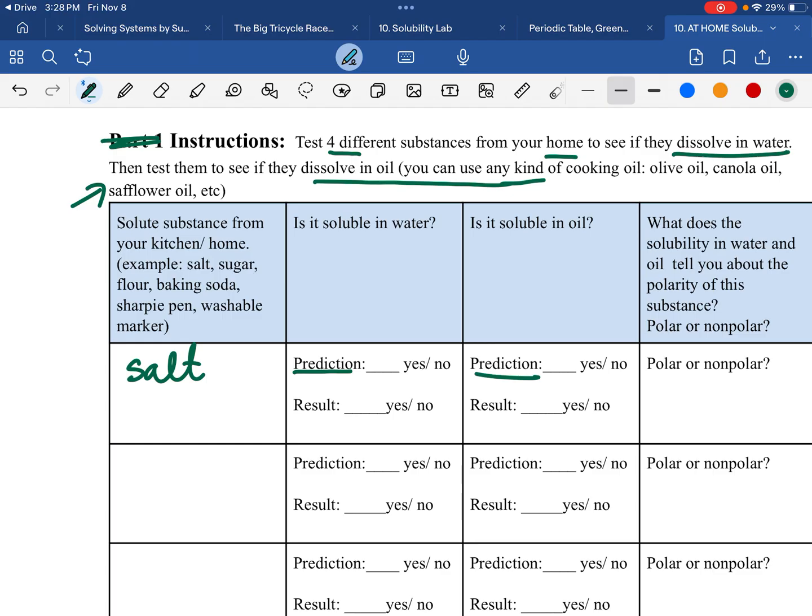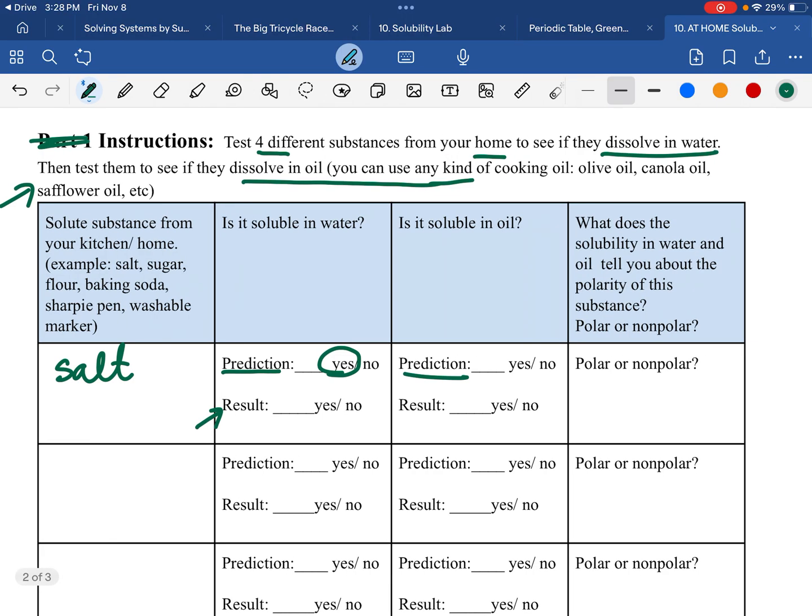So we know from the video that salt should dissolve in water, right? So our prediction would be yes. And then you're going to find out, can you dissolve salt in water? And then try dissolving it in oil. Sprinkle a little bit of salt in oil. You can put it on a tiny little saucer, or in a little cup, and try sprinkling a little bit of salt in there. See if the granules of salt dissolve, or do they stay as granules of salt.